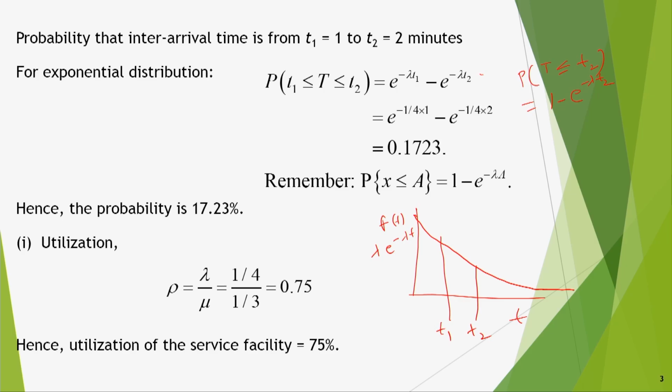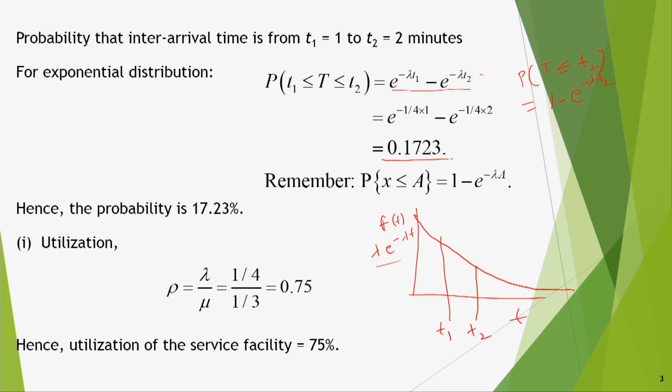Anyway, otherwise you have to integrate lambda e to the power minus lambda t between limits T1 to T2 and you will get this thing. So you just have to plug in the values: lambda is 1 by 4 and here T1 is 1 minute. Okay, units have to be consistent, 1 by 4 per minute and this is in minutes, so e to the power minus 1 by 4, minus e to the power minus 1 by 4 into 2.